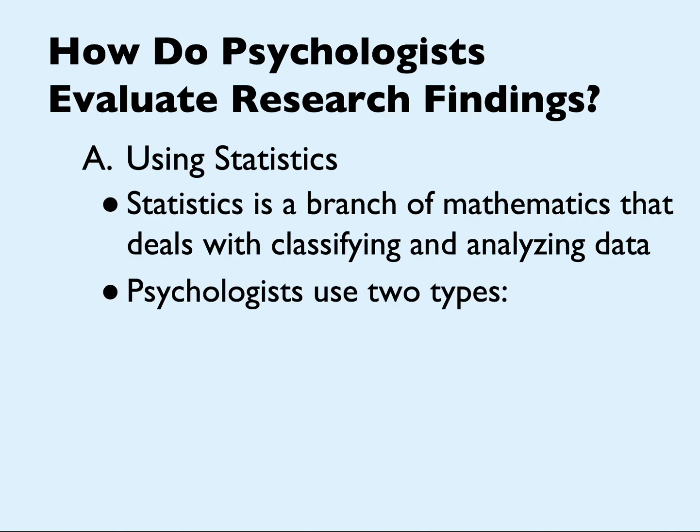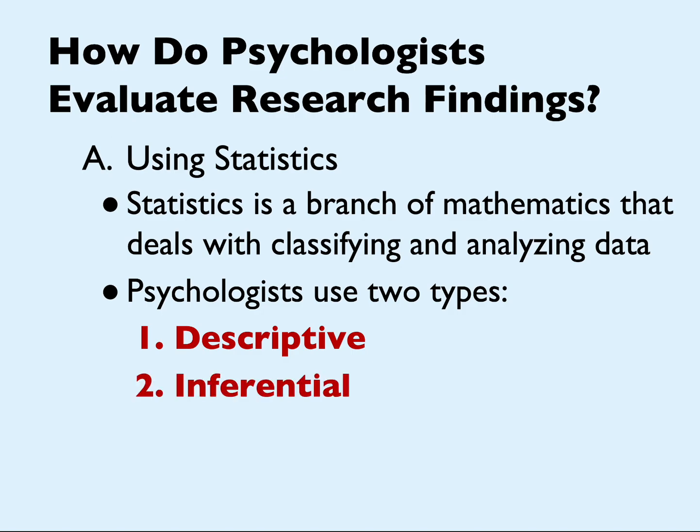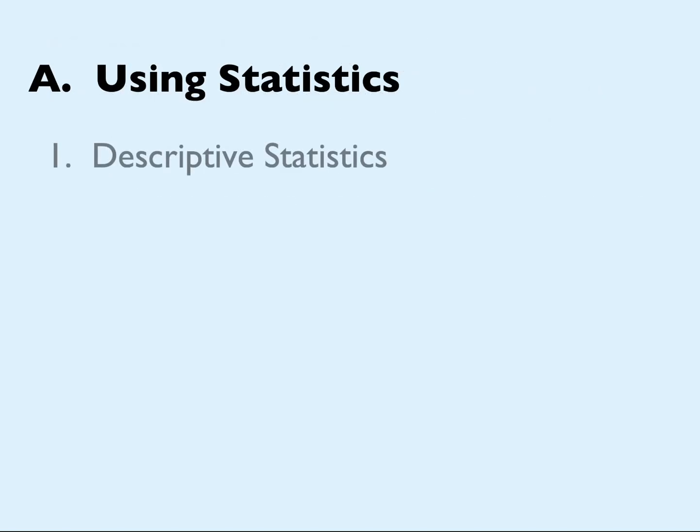Psychologists generally use two major types of statistics. The one type is called the descriptive statistic, and the other is the inferential statistic. You use them side by side in lots of different studies. You don't use one or the other. They both play a role in pretty much all the research that psychologists do. So let's start with the descriptive statistics.